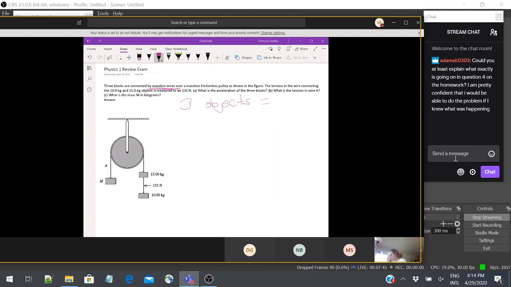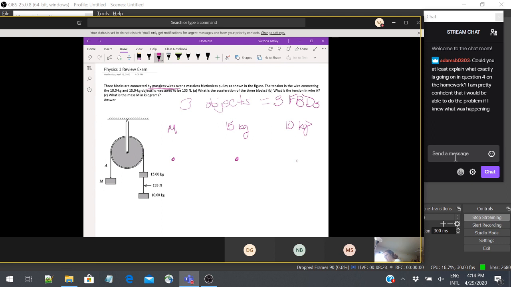3. Okay. 3 free body diagrams. Okay, so I'm going to have one for mass M, one for the 15 kilogram, and one for the 10 kilogram. Okay, which one do you want to start with? And this is really easy because all the forces are vertical, right, up and down. Draw a dot, draw a dot. Okay, let's start with 10 because we have the most information on it.